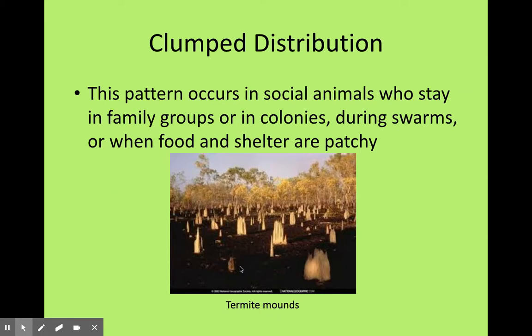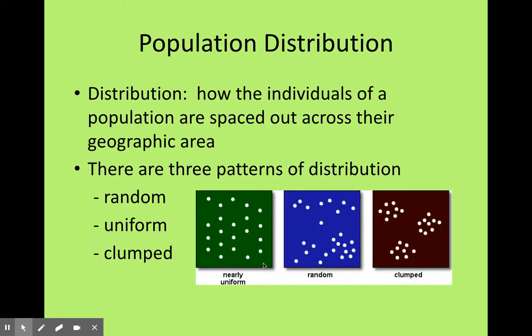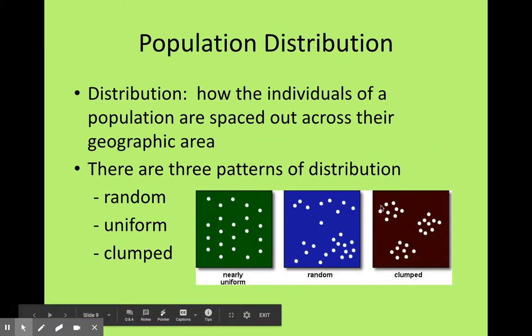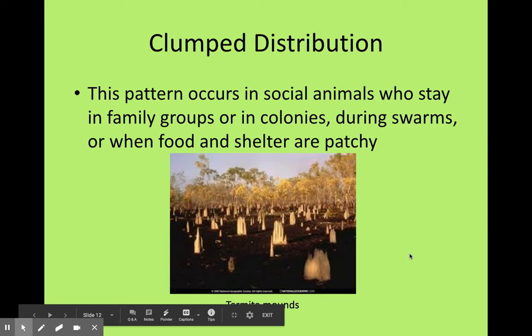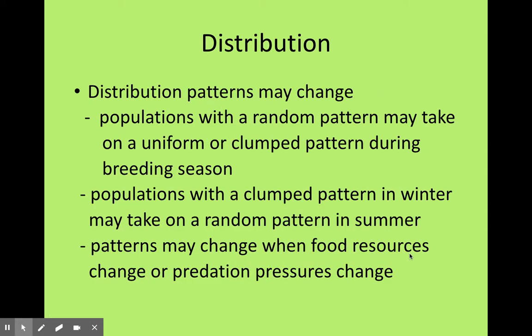Finally, we have clumped distribution, and this pattern occurs in social animals who stay in their family groups or in their colonies, during swarms, or when food and shelter are patchy. So if we go back to our picture, clumped, typically they are hanging out with family or in social groups, or maybe the food is located in this specific area. So that is clumped distribution.